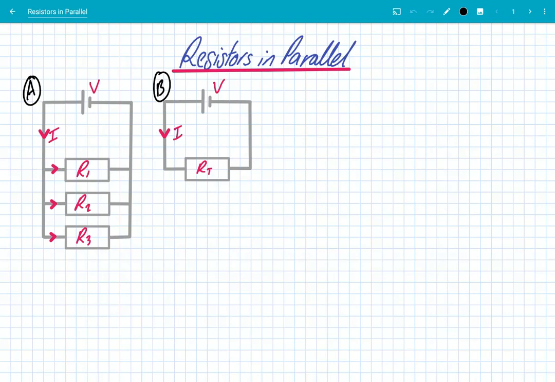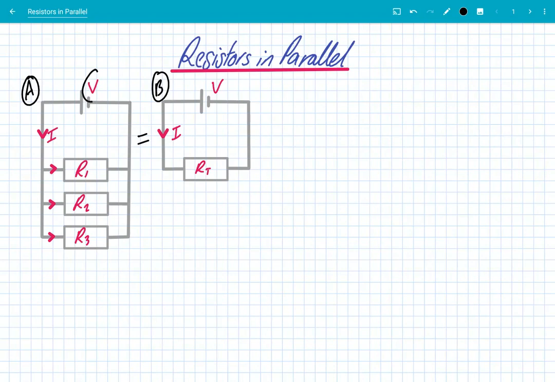So I've got two circuits here which are actually equivalent to each other. They're exactly the same. On the left, I've got an EMF supply which has got a voltage V, and the current that it produces is I. This current then gets split between three resistors in parallel. So we get I1, I2, and I3.